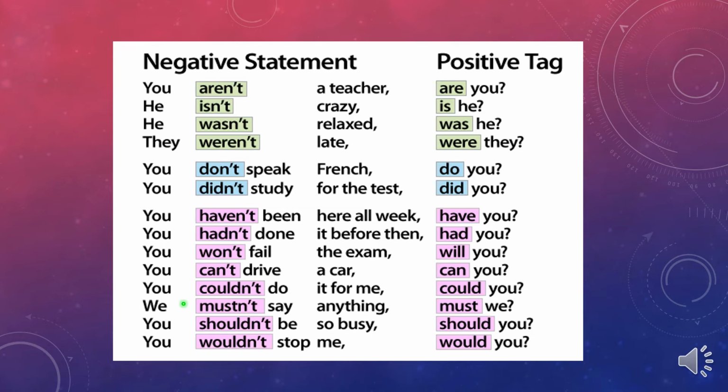We mustn't say anything, must we? Nosotros no podemos decir nada, ¿no? You shouldn't be so busy, should you? No deberíamos ser tan ocupados, ¿no? You wouldn't stop me, would you? No podrías detenerme, ¿no? Okay? It is the same idea as the previous picture, right? It's the same idea as the previous picture. Es la misma idea de la imagen anterior, simplemente que está de este lado negativo, perdón, y la otra parte positivo. Es la misma idea. Okay? Let's continue.